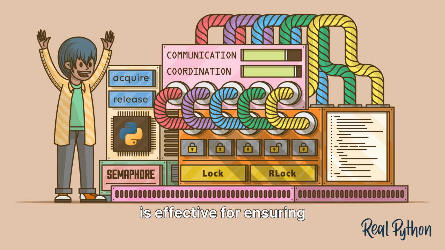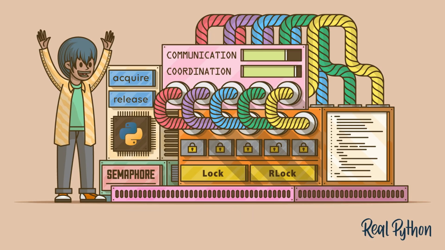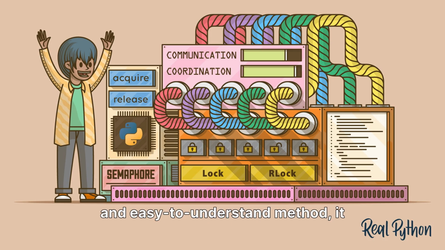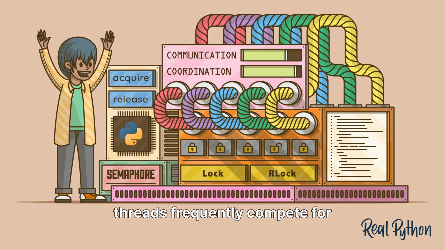While the lock approach is effective for ensuring thread safety, it can introduce a noticeable performance overhead, especially due to the constant locking and unlocking operations. Although it's a straightforward and easy-to-understand method, it might not be the most performant or scalable solution for applications experiencing high-contention scenarios where many threads frequently compete for the same resource.